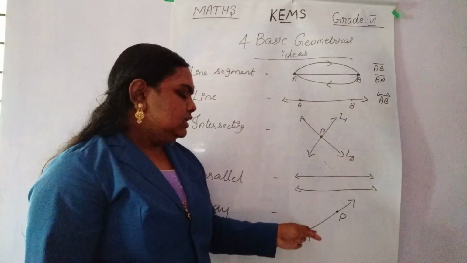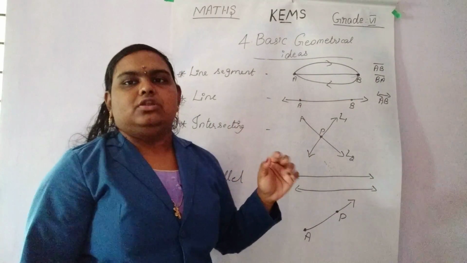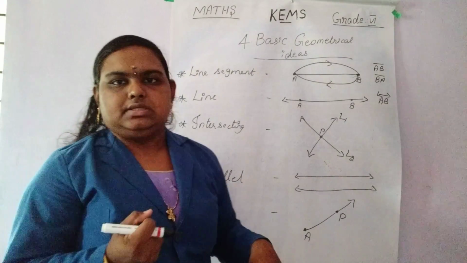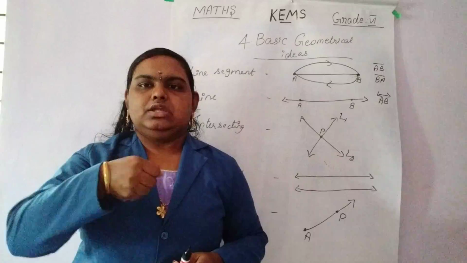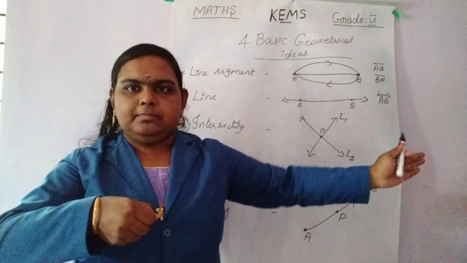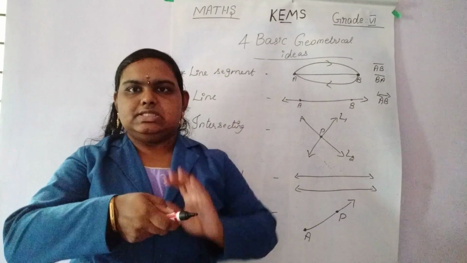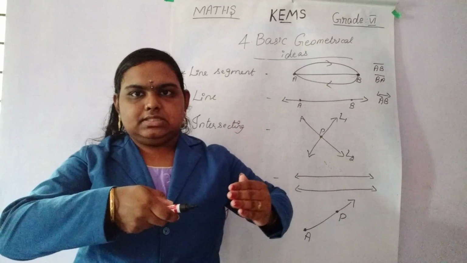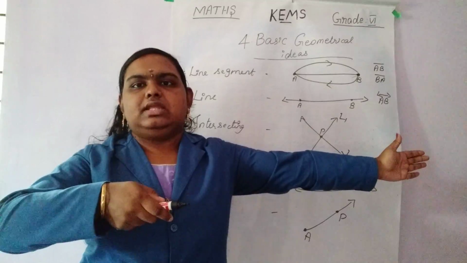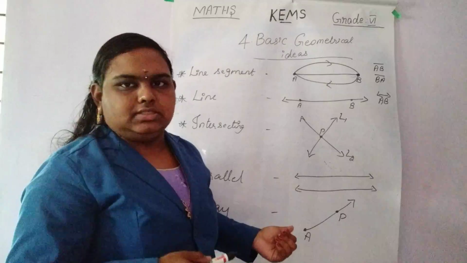A ray is nothing but A is the starting point and it continuously goes on in one direction. For example, a ray is like a torchlight. If you turn on the torch, that is the starting point, but the light keeps extending. That is the example for the ray, a torchlight.